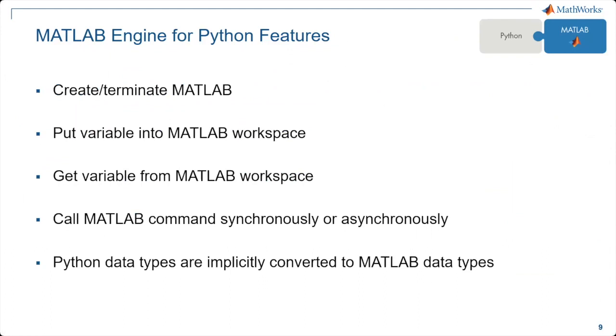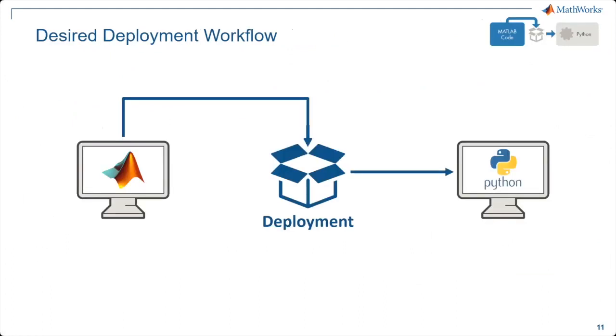So you can create and terminate MATLABs. You can put variables into MATLAB's workspace. You can get variables from the MATLAB workspace, and call MATLAB commands synchronously and asynchronously. And Python data types are implicitly converted to MATLAB data types, so you need to pay attention to that. We have almost all the data types. The only thing we need to see is between double, integer, and now MATLAB has dictionaries like Python, lists. You can use all of this, okay?